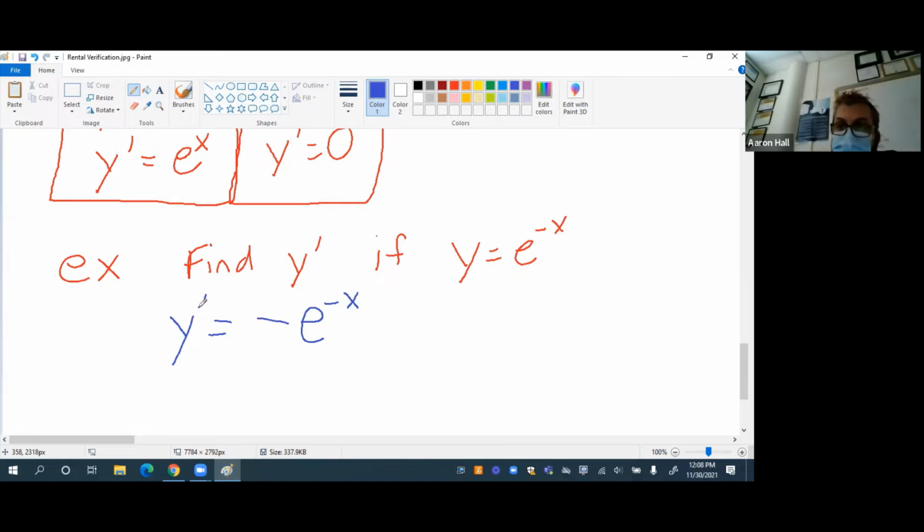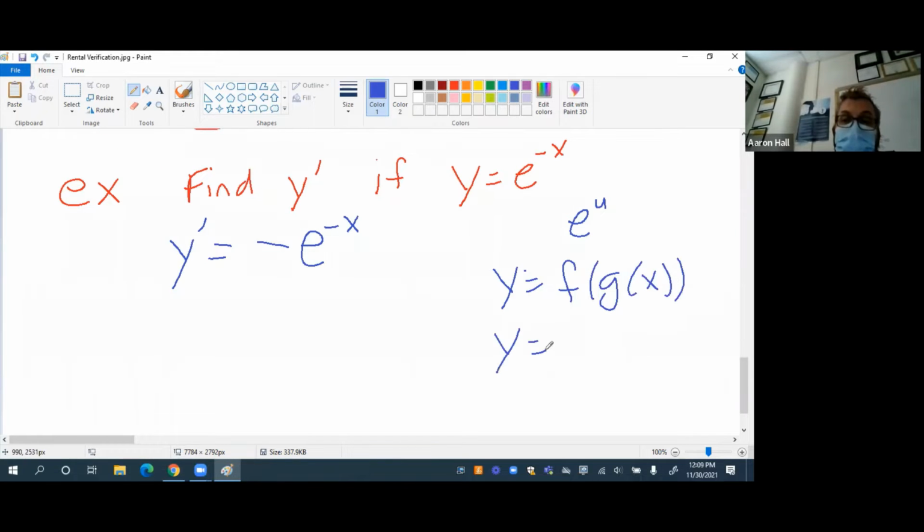Right, Bentley? If I have e to the u, then the derivative of e to the u is e to the u. But I have a function inside of another function, which is negative x. So if I have y equals f of g of x, then the derivative of that using the chain rule, Bentley, is what? The derivative of the outside function times the derivative of the inside function.